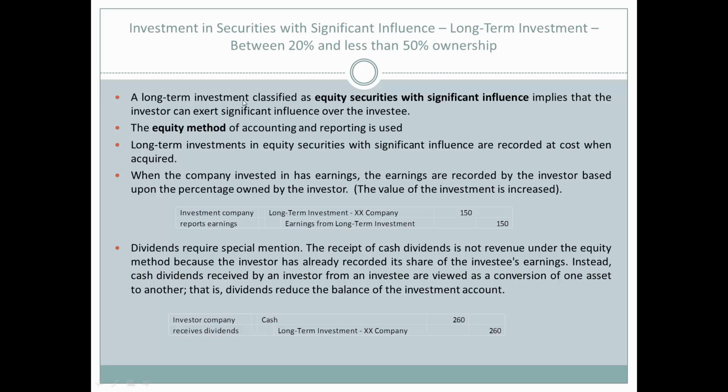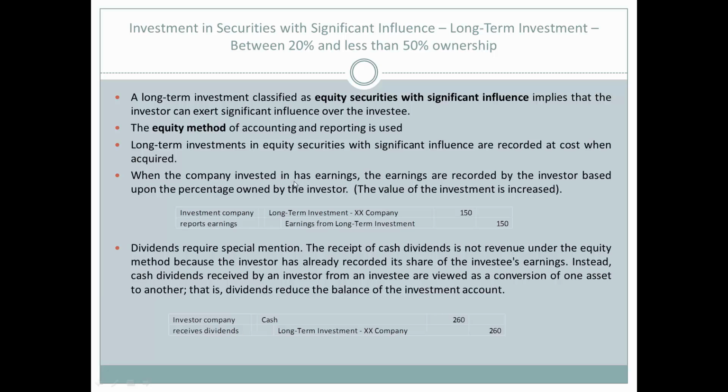A long-term investment classified as, and this only has to do with equity securities because this is ownership of a company. So a long-term investment classified as equity securities with a significant influence implies that the investor can exert significant influence over the investee. The equity method of accounting and reporting is used. Long-term investments in equity securities with a significant influence are recorded at cost when acquired.